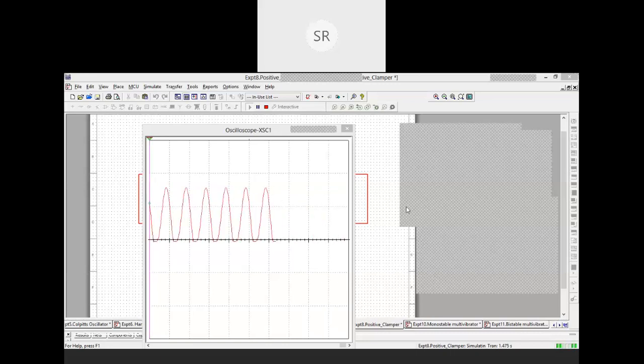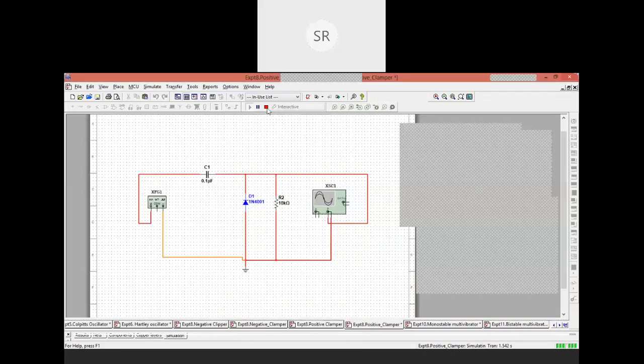Okay, Sambat, shall we proceed to another experiment? Sambat, shall we proceed to the next experiment? Sambat. Okay, right. Experiment number 9.